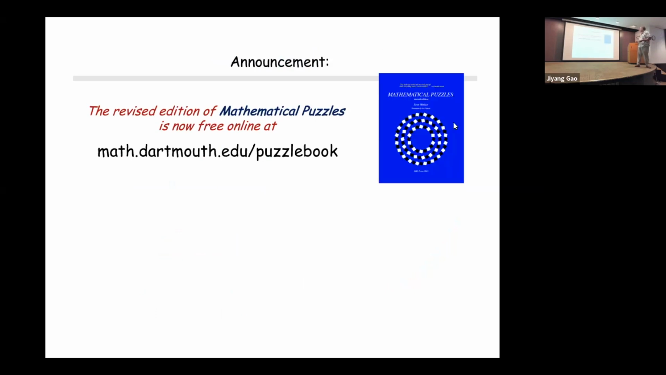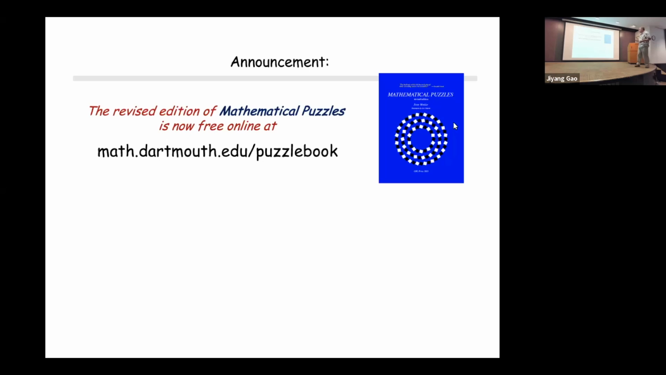The first edition is sort of a shocking pink. This one is blue. And if this book is any good, it's due to people like Dr. Knuth and Richard Stanley, who sent in puzzles and later sent in better solutions to puzzles. So this book is actually a joint work of all of us.